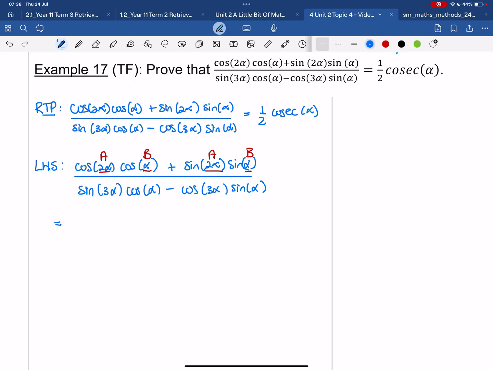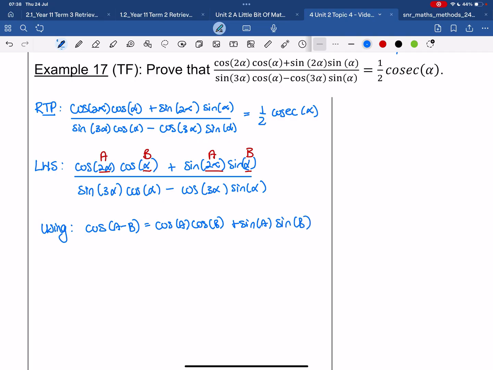And if I look at my formula sheet, before we do that, we're going to say what we're using. I notice that cos of A minus B is equal to cos A cos B plus sine A sine B. So I'm going to say I'm using cos of A minus B is equal to cos of A cos of B plus sine of A sine of B.